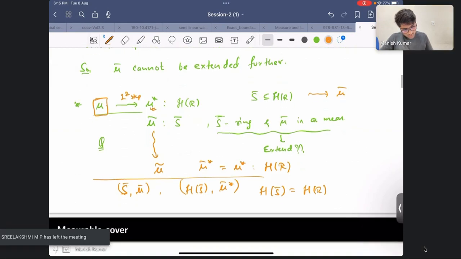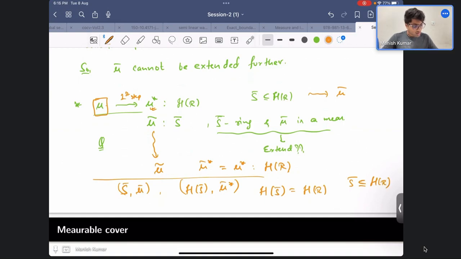Sir, because S bar is contained in H of R. Exactly, because the set of measurable space is contained in H of R. And what is this H of S bar? H of S bar is the smallest hereditary sigma ring. So this is the hereditary sigma ring which contains S bar, and H of S bar is the smallest one. So this is contained in H of R. This is the first thing, that it should be contained in this one, right?